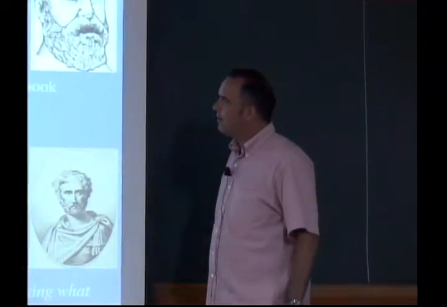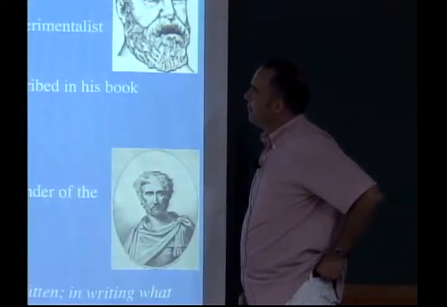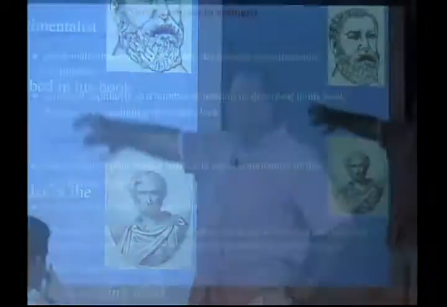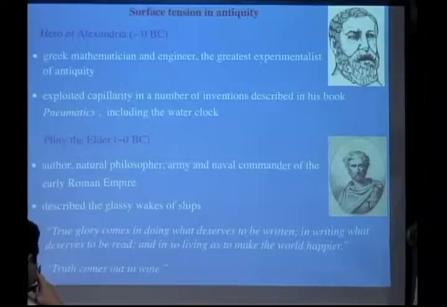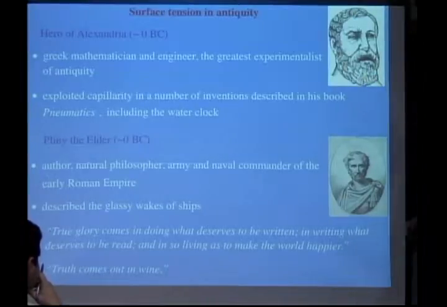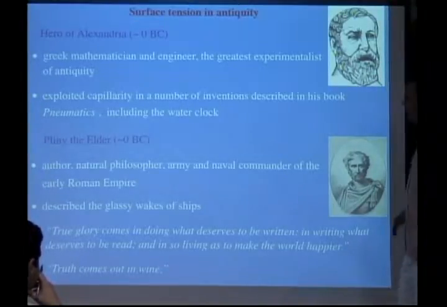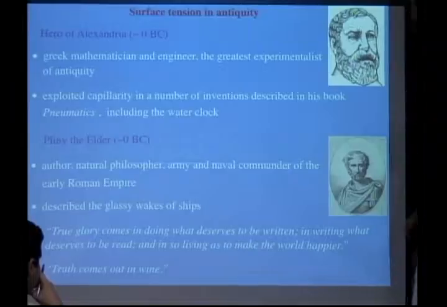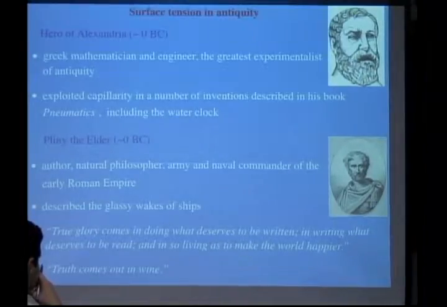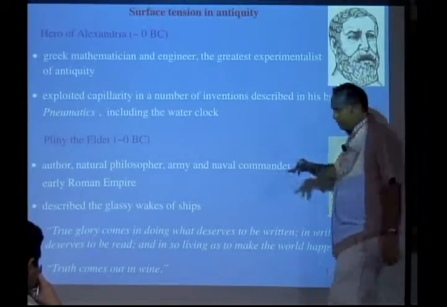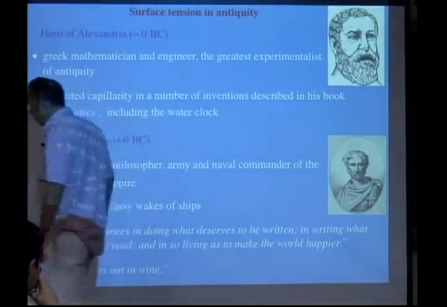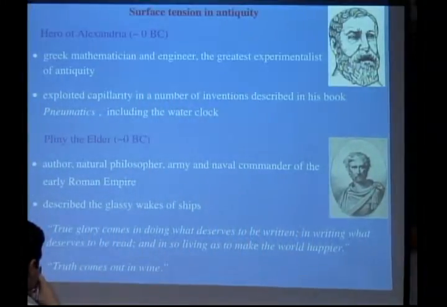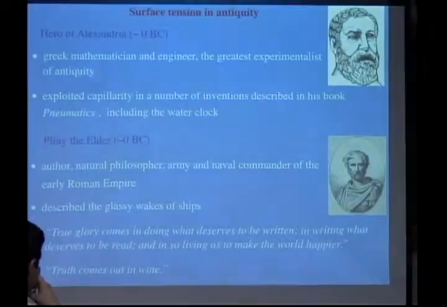Okay, so the first people to look at surface tension. Hero of Alexandria was called the greatest experimentalist of antiquity, and these were the good old days where people were mathematicians and engineers and philosophers and artists all in one, and he came up with a number of inventions which relied on surface tension. So in particular, he looked at clocks, a water clock.